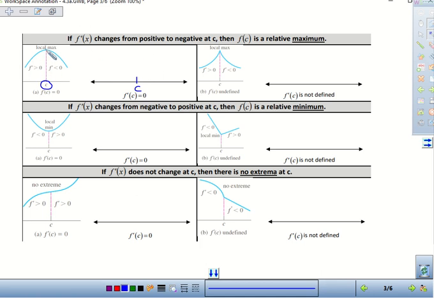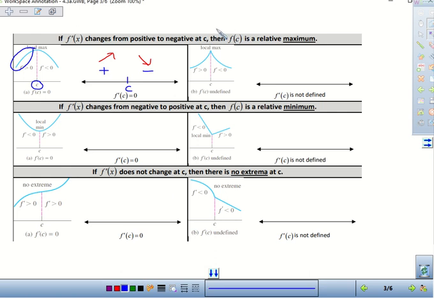So what do you notice about the derivative here on the left? Is it positive or negative? Positive. What about on the right? Negative. Negative, good. So as you can see, if we determine this is positive and this is negative, we know that C is a local maximum, okay?